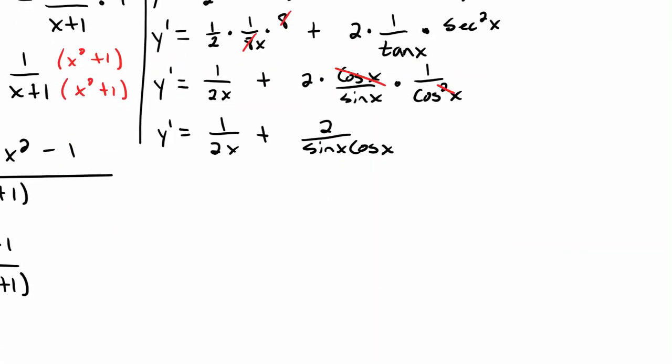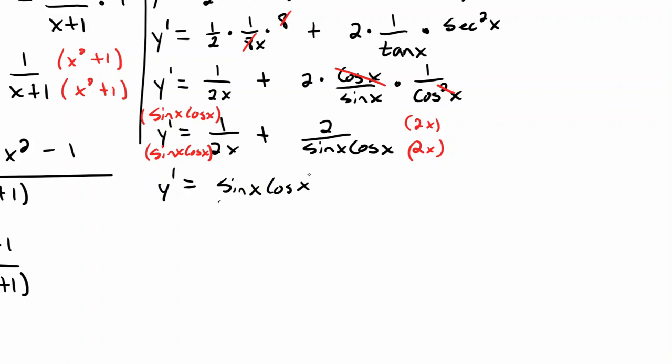Okay, so then that really is it. So let's just write it over a common denominator now. Okay, so let's multiply this side by sine x cos x, top and bottom. Okay, and then the other one would be 2x, top and bottom. All right, so we get sine x cos x plus 4x all over our common denominator of 2x times sine x cos x. And there you go.